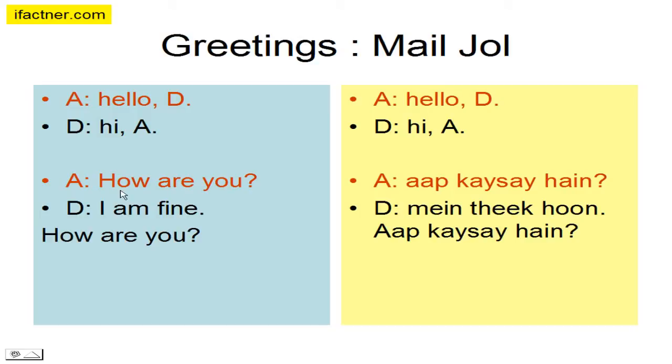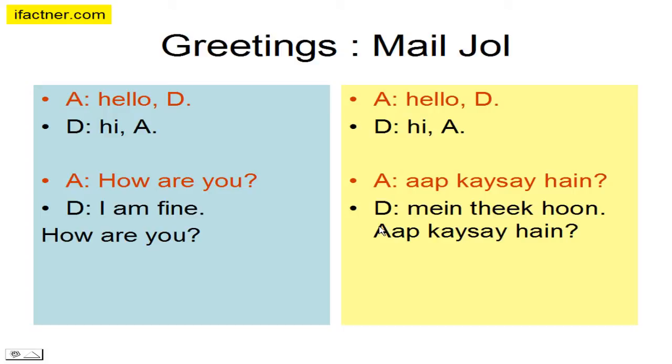Now the next sentence is how are you, and it literally means आप कैसे हैं. आप means you, कैसे means how, and हैं means are. How are you? आप कैसे हैं? And in English usually we say I am fine and how are you.